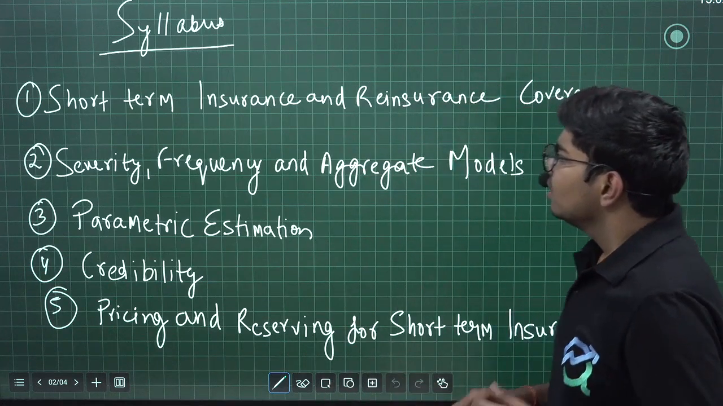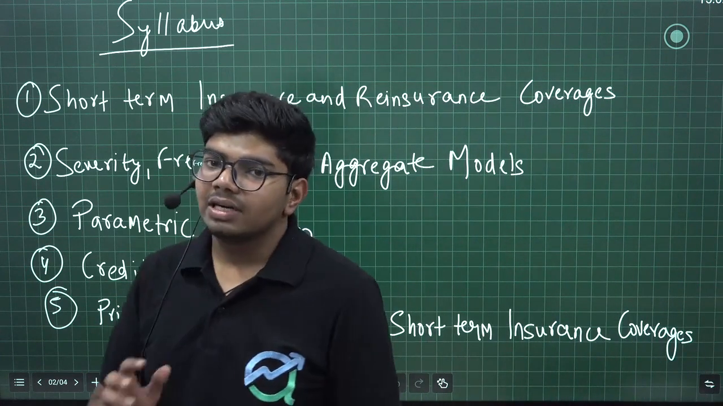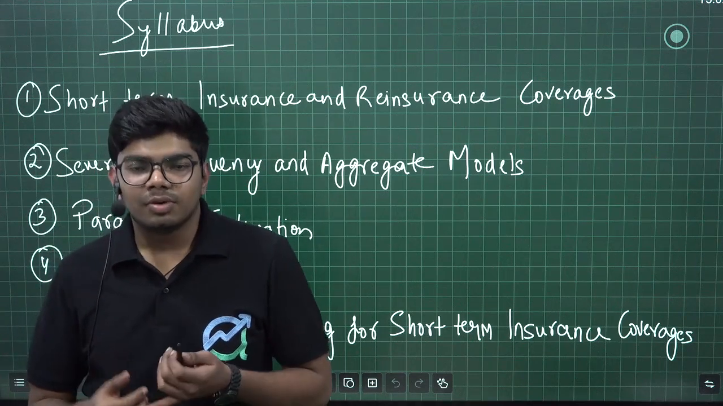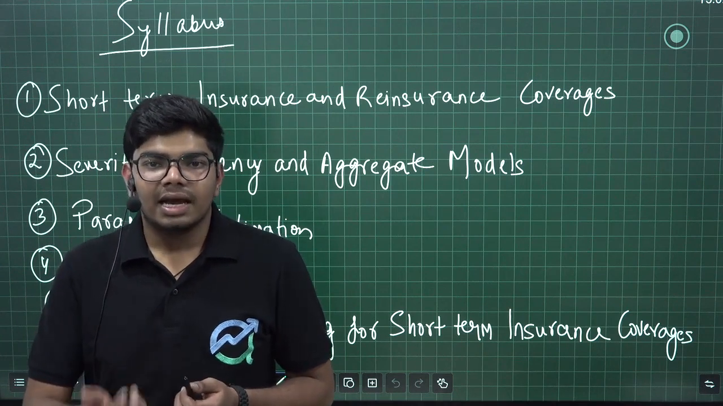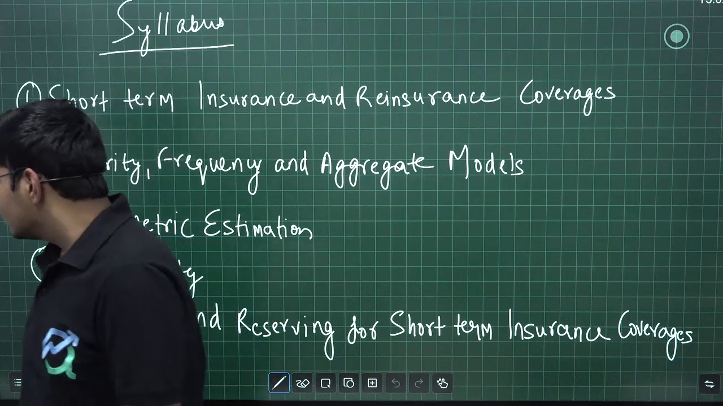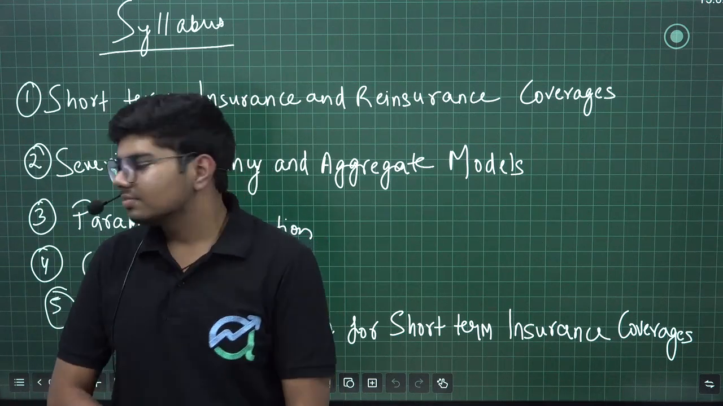So first of all, you have short-term insurance and reinsurance coverages. This will teach you about the different coverage modifications that are there in your insurance policy. It will teach you about the policy excess. It will teach you about the policy limit. It will teach you about different add-ons, different covers that are there inside a general insurance policy or inside any policy for that matter, and calculations for the same will be taught to you as well inside this particular topic.